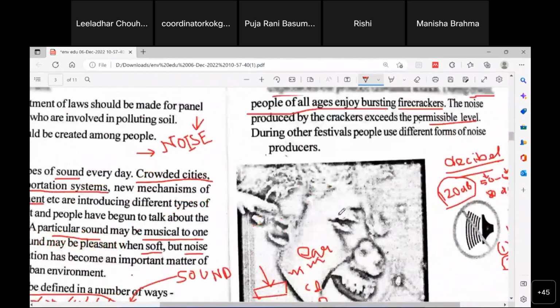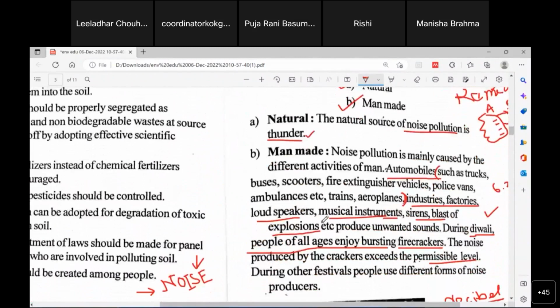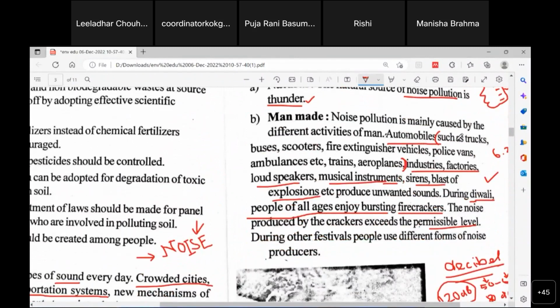First, how can you control it? That also you should remember. We can fit silencers in automobiles. We can reduce unwanted horns.